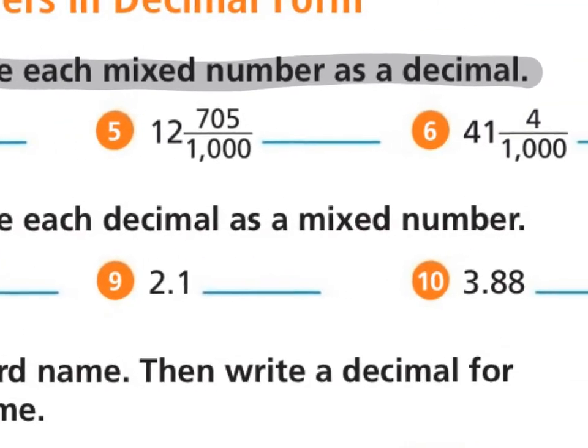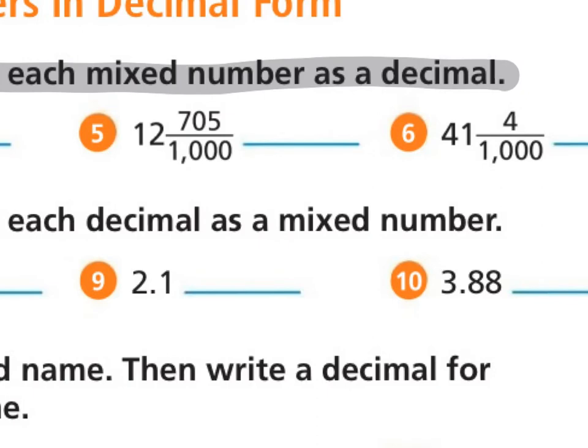Let's move over to number 5. Pause this video and see if you can read this number out loud. Then press play and see if you got it right. If you read this number correctly, you should have read 12 and 705 thousandths.